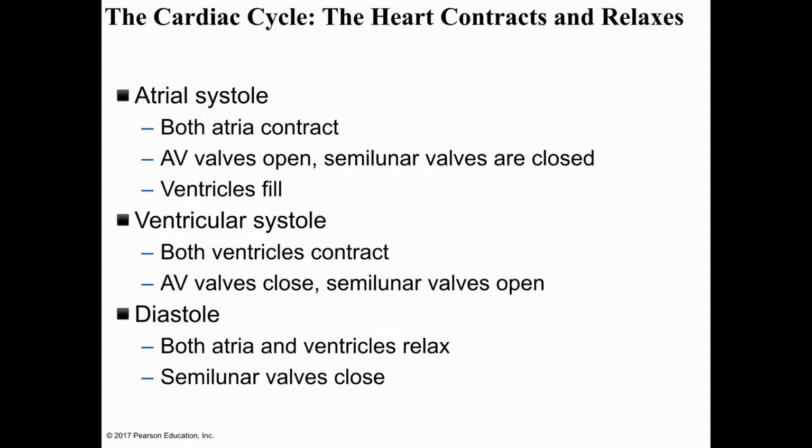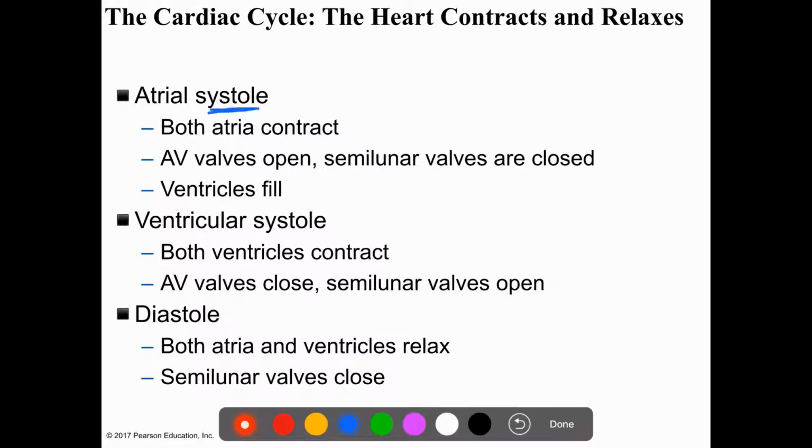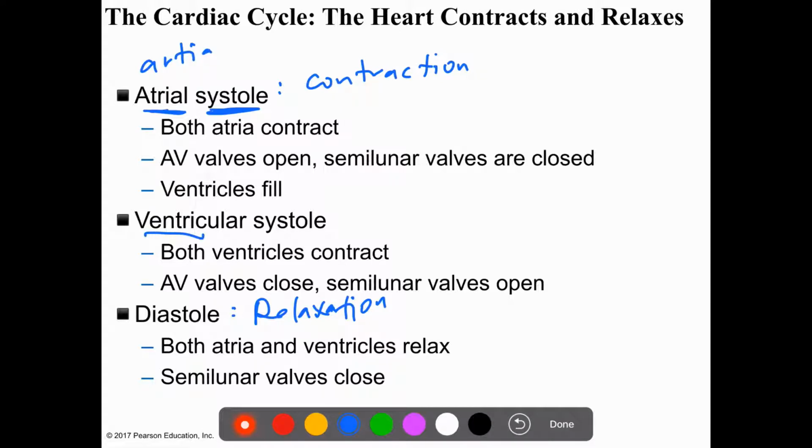Let's see now the cardiac cycle. Before going into some details associated with it, let's see these two words. Systole means contraction, and diastole means relaxation. So we have atrial systole, which is the contraction of the atria, and ventricular systole, which is the contraction of the ventricles. Then the diastole, which is the relaxation.